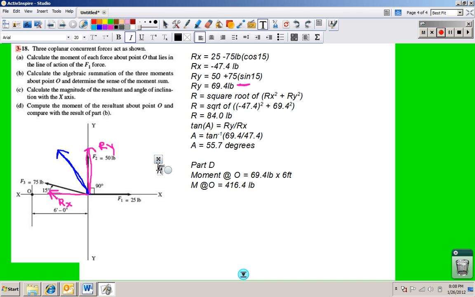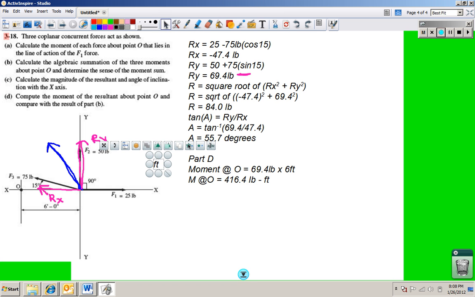pound feet. Oops, what happened? Got a little click happy, must have brushed it with my arm or something.